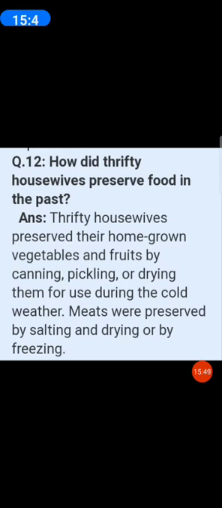Question number 12. How did thrifty housewives preserve food in the past? Thrifty means those housewives or those people who are very careful in spending money or spending different things. A person who is used to saving something, especially money, that is called thrifty. So in the past, thrifty housewives used to preserve food. How did they used to preserve food?